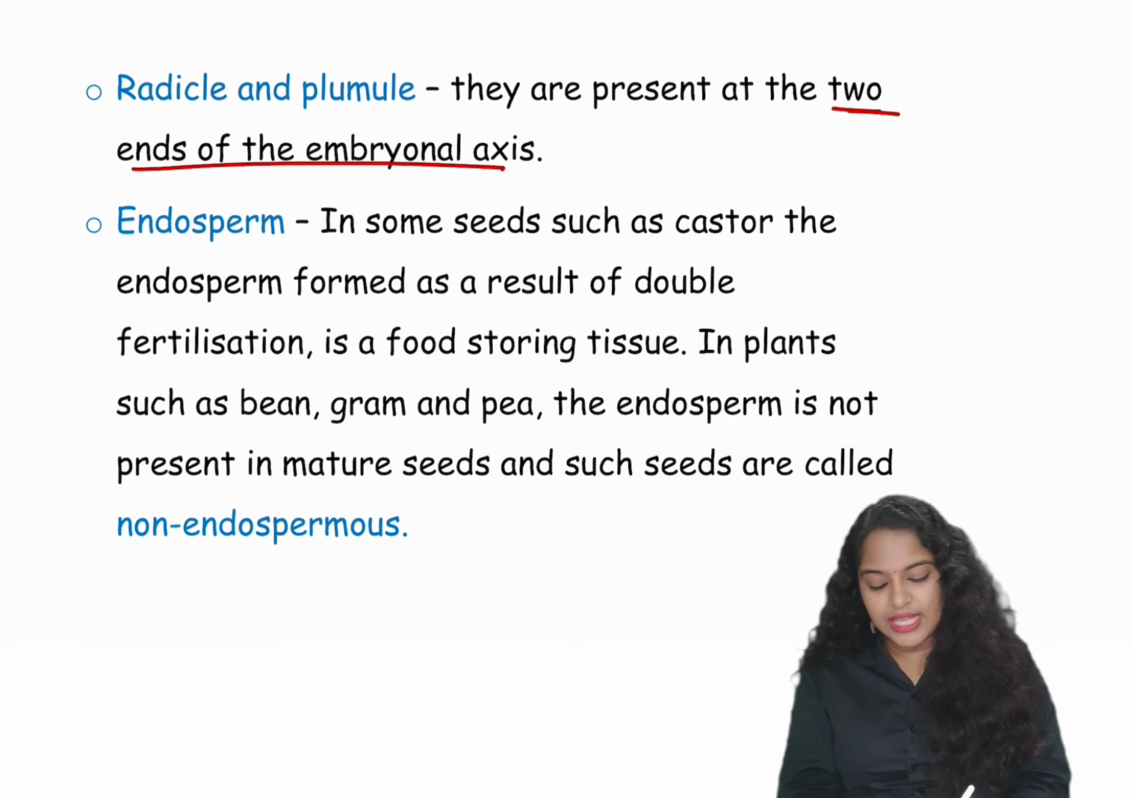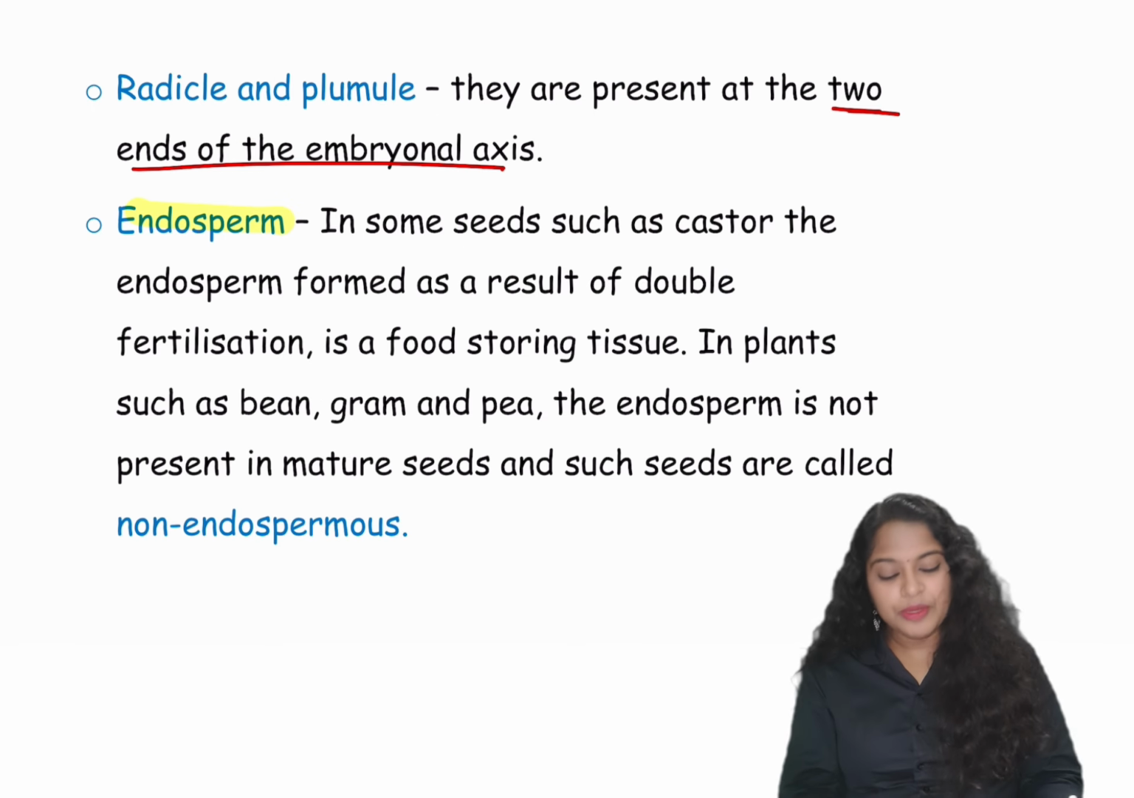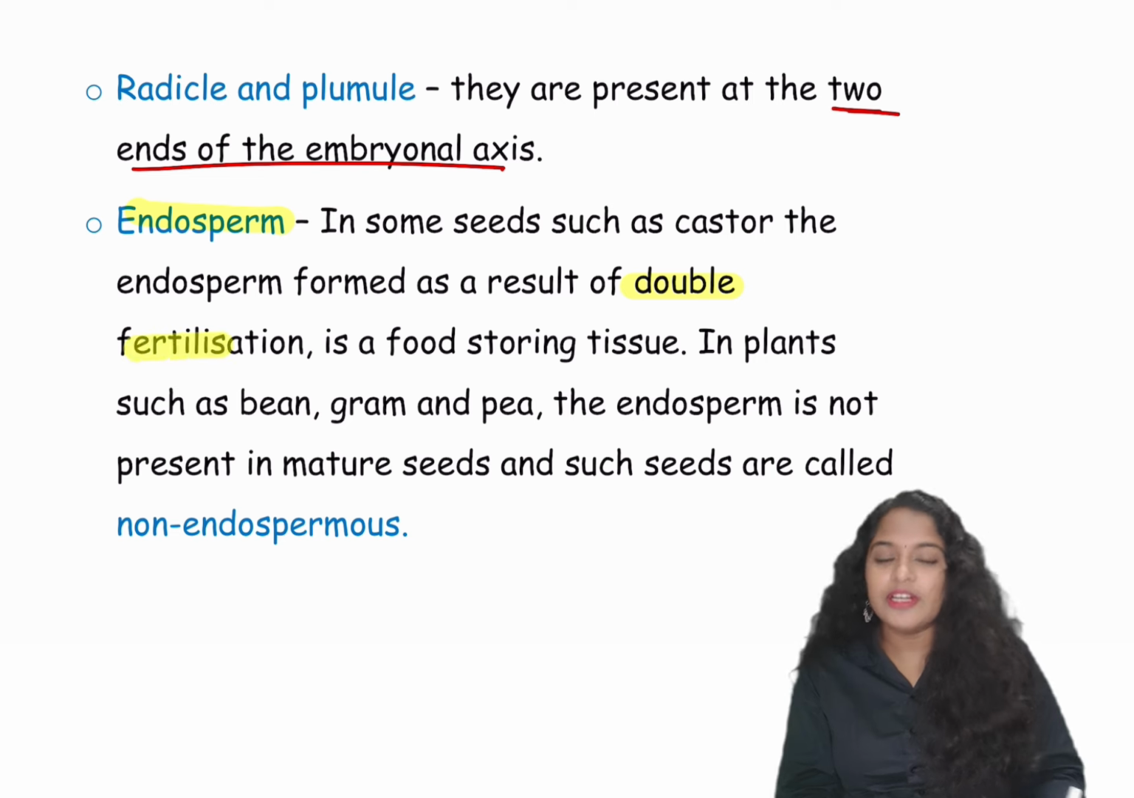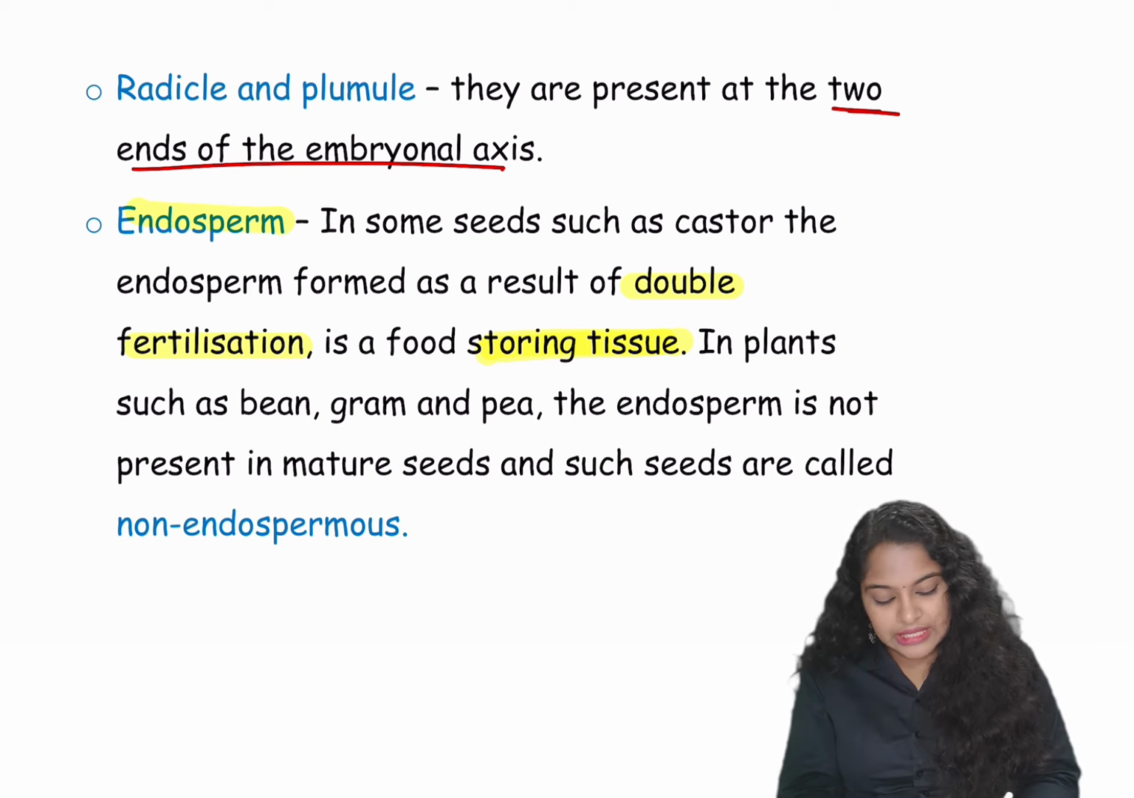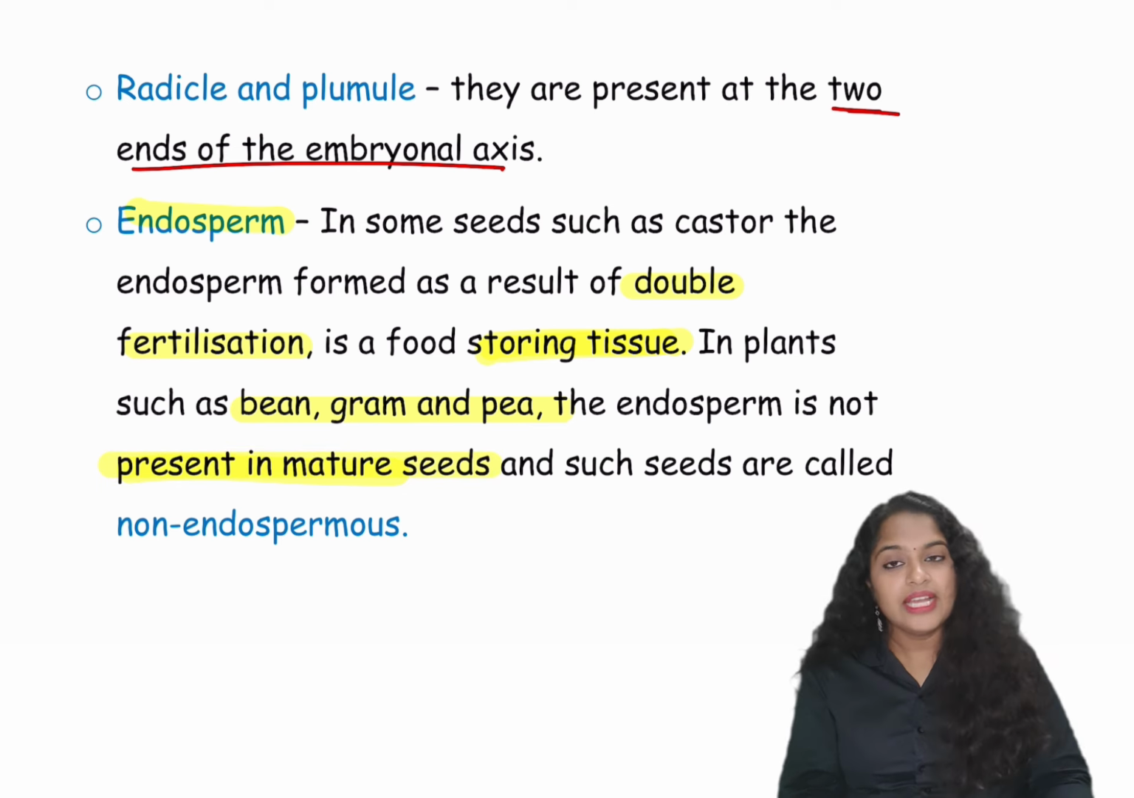Now we will see what is endosperm. Endosperm is formed as a result of double fertilization, and it is the storage tissue or the food storing tissue. In plants like beans, gram and pea, the endosperm is not present in the mature seed. Such seeds are called non-endospermous seeds.